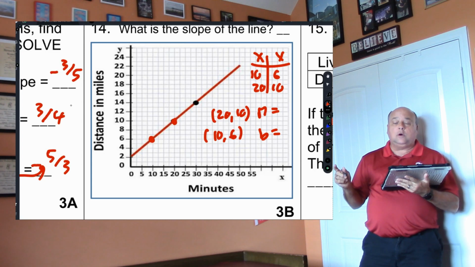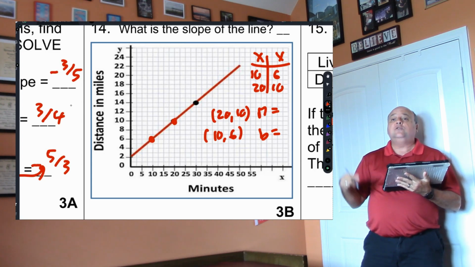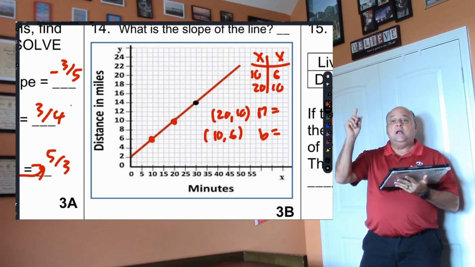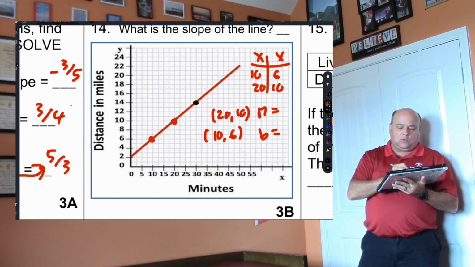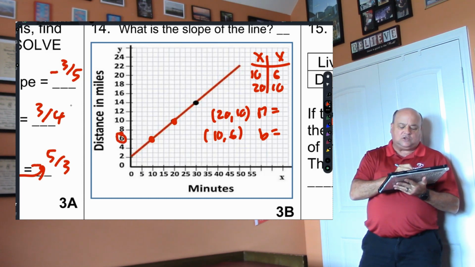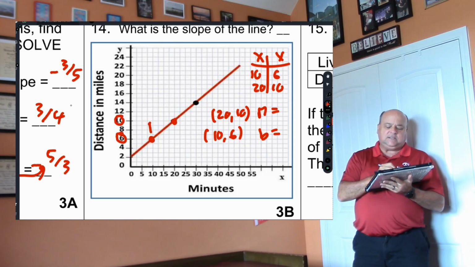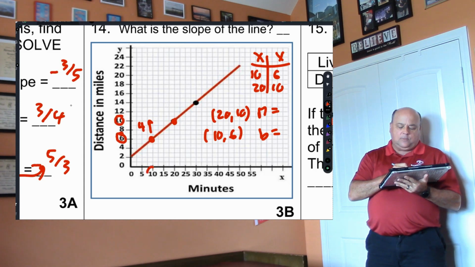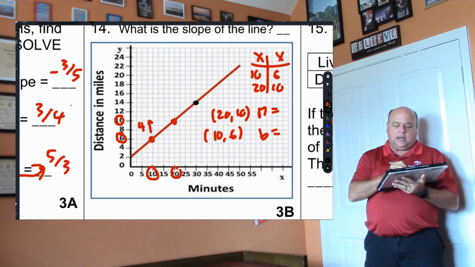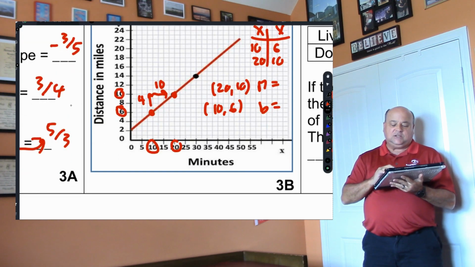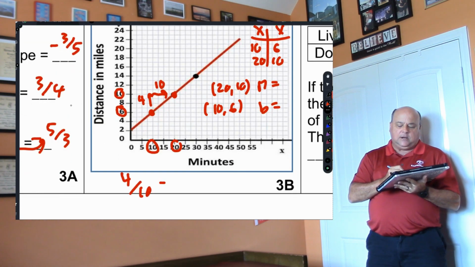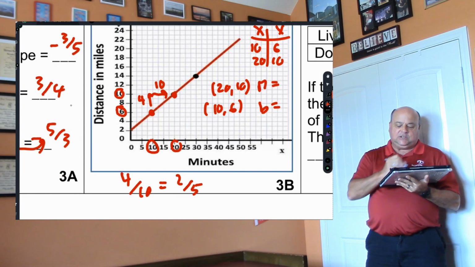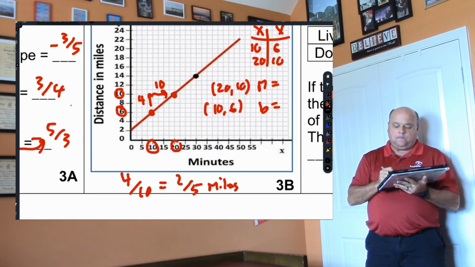You can write down the 2 ordered pairs. They're going to give you the dots. You got to figure out how to get those ordered pairs. The other way is to put rise over run. So I'm going to go over here to the left. This starts at 6. This number starts at 10. So from 6 to 10, I'm going up 4, aren't I? And then down here, I'm going from 10 to 20, aren't I? So to go from 10 to 20, I'm going over 10, aren't I? My slope is going to be 4 over 10, which is 2 over 5, and it's going to be miles per minute.